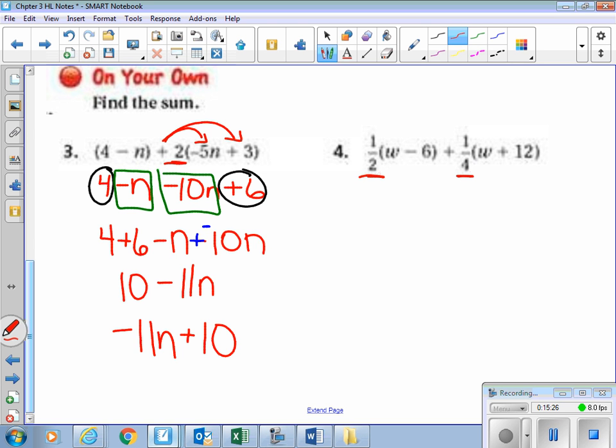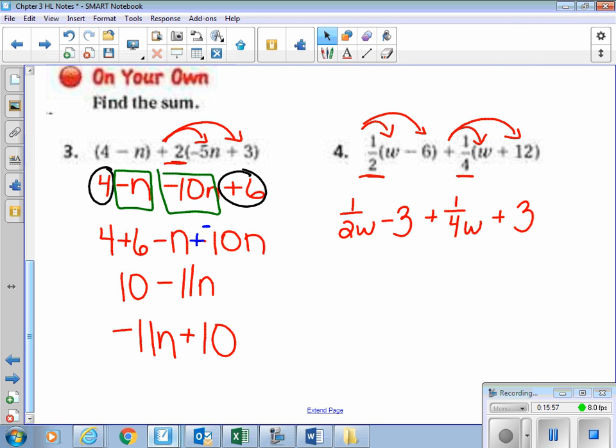In number 4, I need to distribute the 1/2 to everything first. 1/2 times w would be 1/2 w. 1/2 times a negative 6 would give me a negative 3. Remember, we're following those integer rules. Positive 1/4 times w would be a positive 1/4 w. Positive 1/4 times positive 12 would be a positive 3.